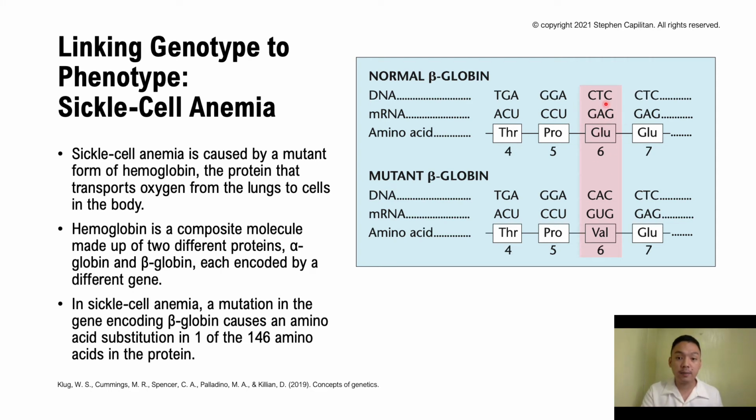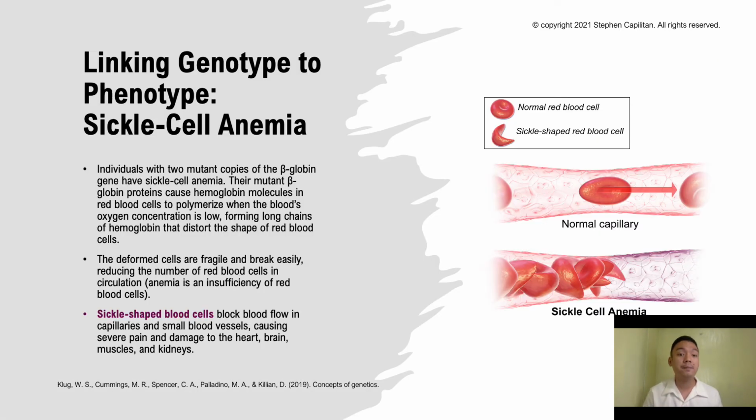This is your normal beta globin and the mutant beta globin. Instead of producing this amino acid, the sixth amino acid, it produces a different amino acid, a valine. So a single nucleotide change in your DNA encoding the beta globin leads to an altered mRNA codon and insertion of a different amino acid, and that's producing your sickle cell anemia.